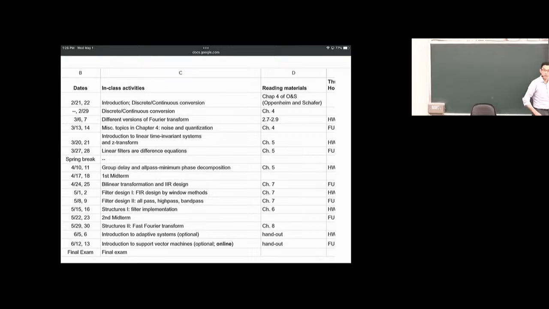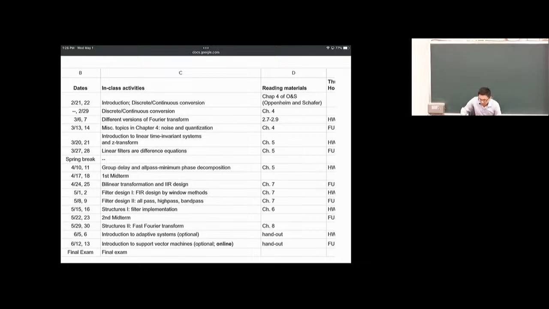So just as a reminder, please refer to this page from time to time. I'll keep making sure that we agree on the schedule and what to cover in every exam. So with that, any questions? Any questions from the streaming? Okay. So that's about the schedule.